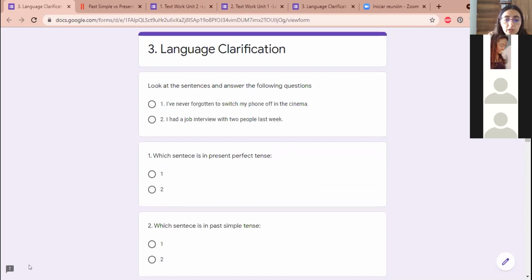So you're going to work in groups again. We will change the groups. But for this activity, you will have a little bit more time to do it, okay? You will have more time to complete this activity because you need to analyze the sentences.